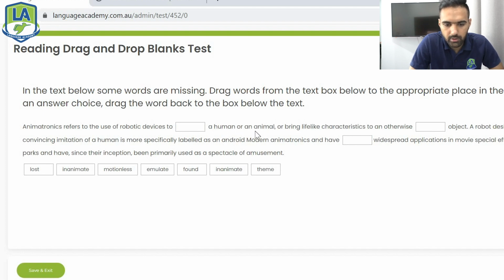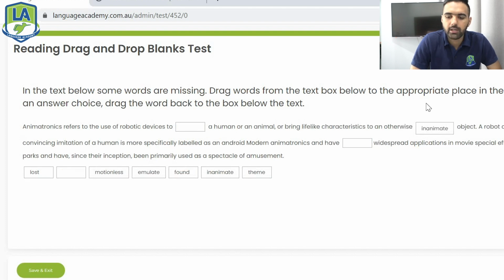Let's read the passage. A human or an animal, or bring life-like characteristics to an otherwise dash object. So they are bringing life-like motion to an object which is lacking any kind of motion, or they are bringing life-like characteristics to a robot. So dash object, which object? Either motionless or inanimate. Remember this thing, the right collocation is inanimate object. Inanimate means something which doesn't really move or doesn't have any kind of life or movement within itself. So they're bringing life-like characteristics to an inanimate object.